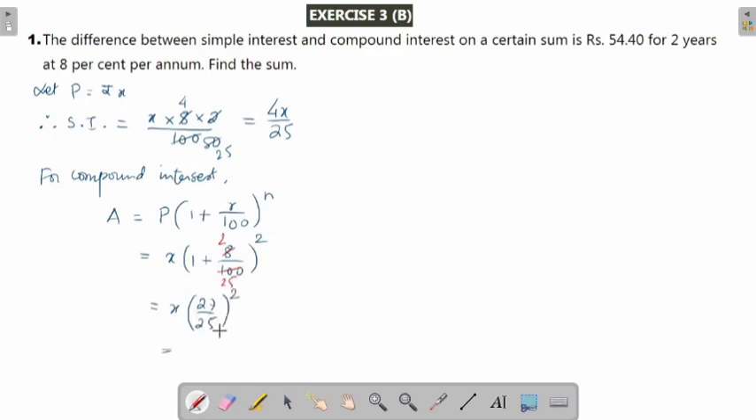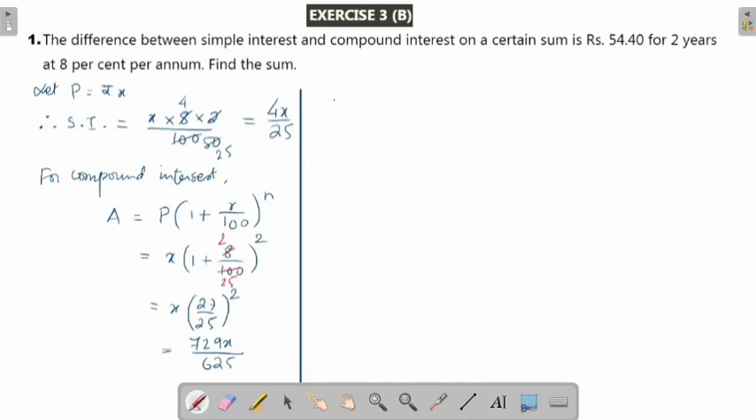If you convert this, first we have 27 square. 27 square is 729, so 729 into x is 729x. And 25 square is 625. Remember, this is just the amount.